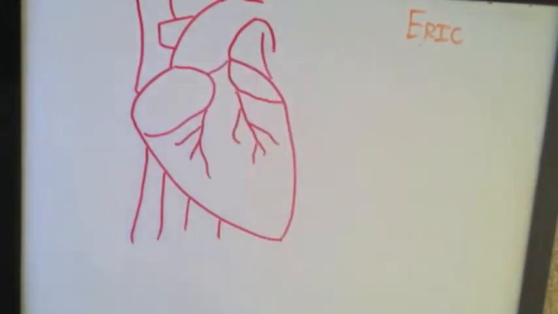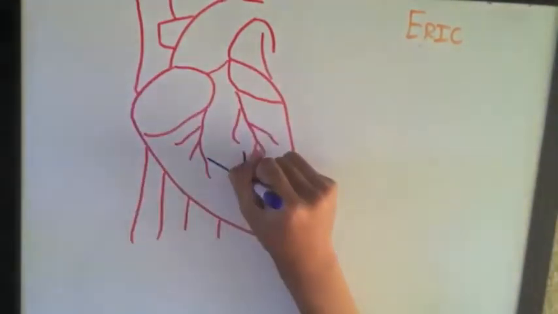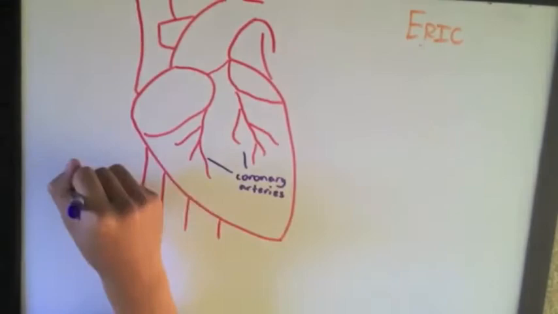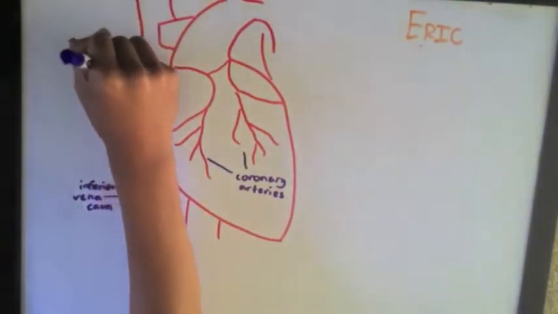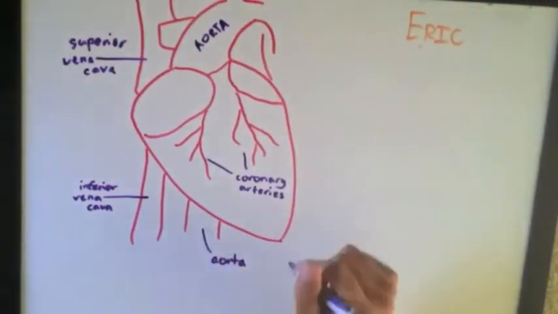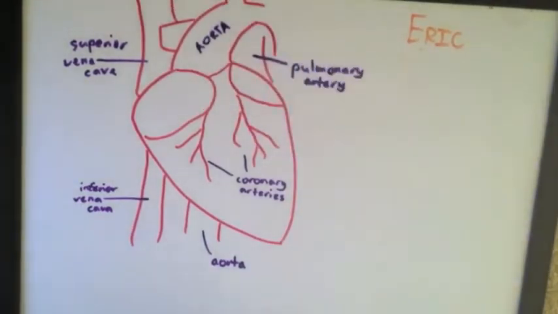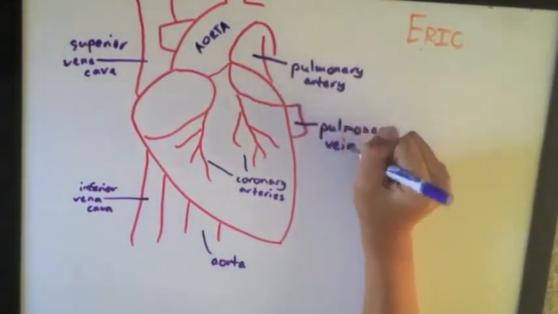Let's talk about the major vessels in proximity of the heart. The coronary arteries, inferior and superior vena cava, the aorta, the pulmonary artery, and the pulmonary vein are all major vessels in proximity of the heart.